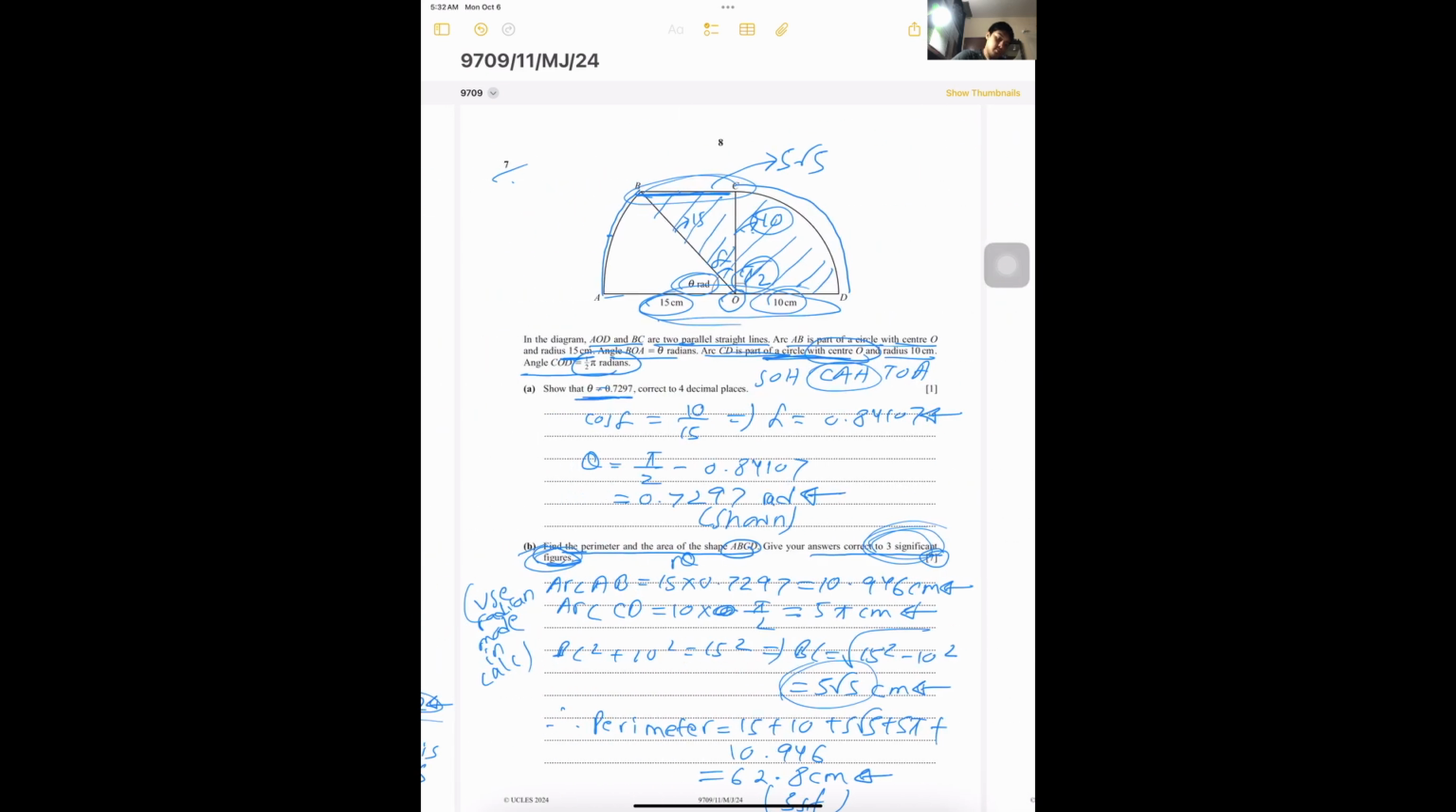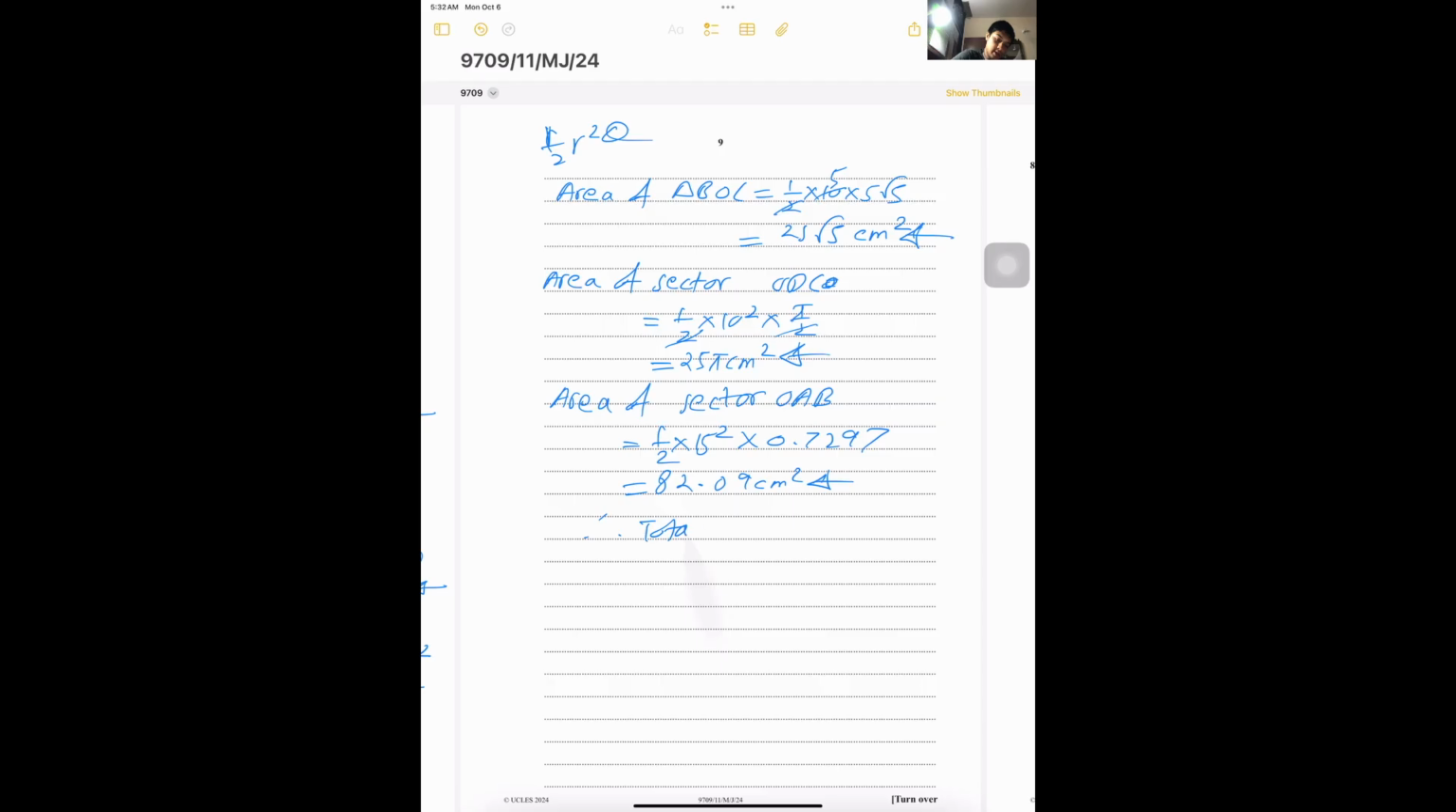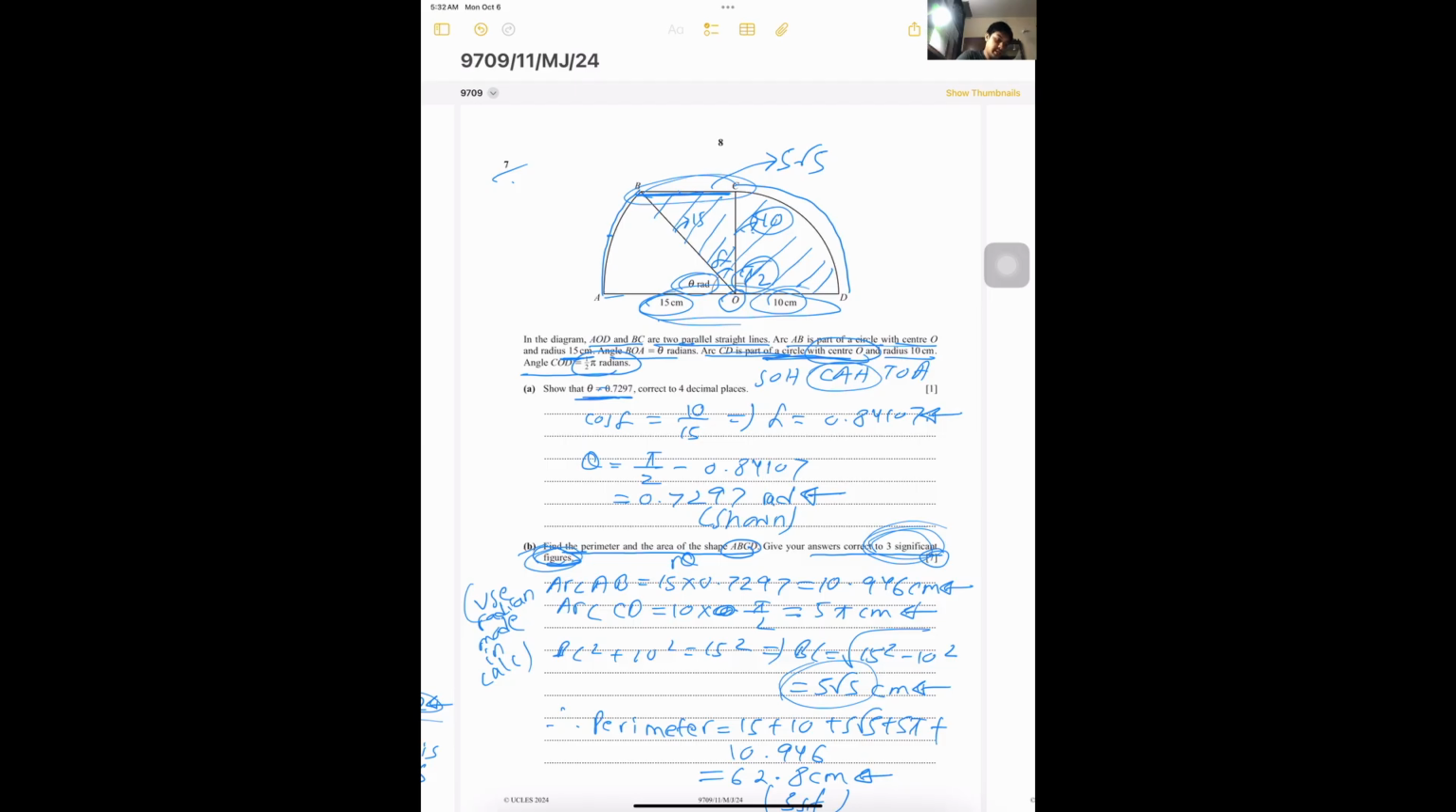Right, so therefore the total area is 82.09 plus 25 pi plus 25 root 5. Just place all of them. 82.09 plus 25 pi plus 25 root 5, which is 216.5. So we will write it as 217 centimeters squared, since they've asked for 3 SF, and write in brackets that we have given it as per their requirement of 3 SF. So that is question 7.